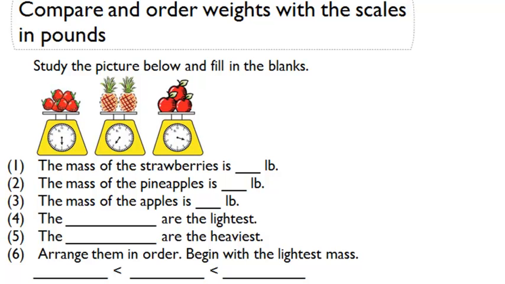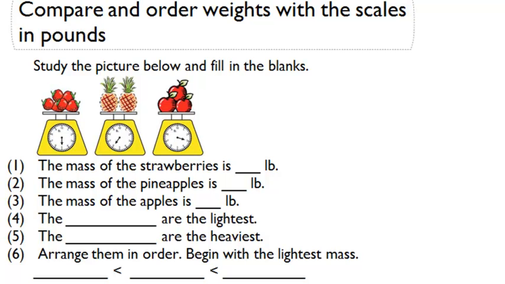Now let's talk about how to compare and order weights with scales in pounds. Here we have pictures of 3 scales with 3 types of fruit on them. The questions we need to know are the mass of each of the types of fruit, strawberries, pineapples, and apples. We need to know which is the lightest, which is the heaviest, and then we need to arrange them in order, beginning with the lightest mass.